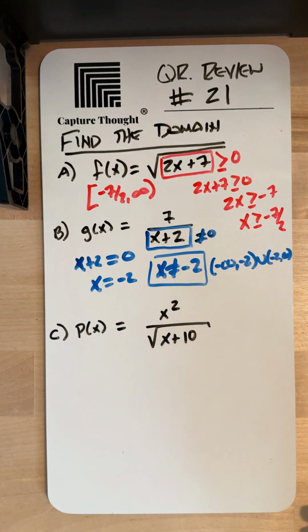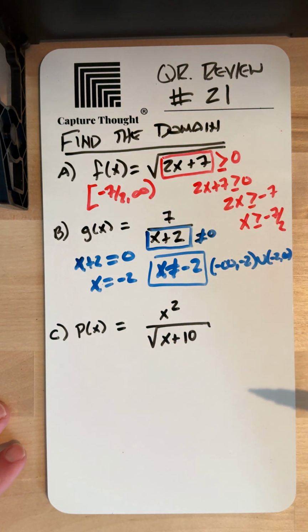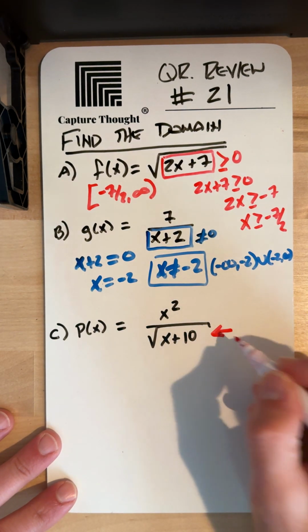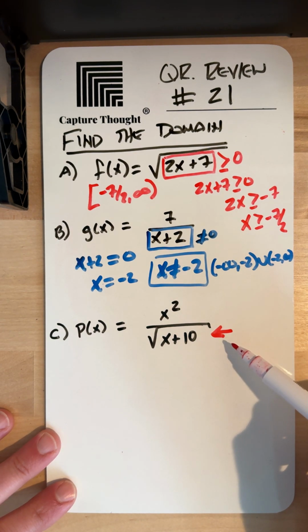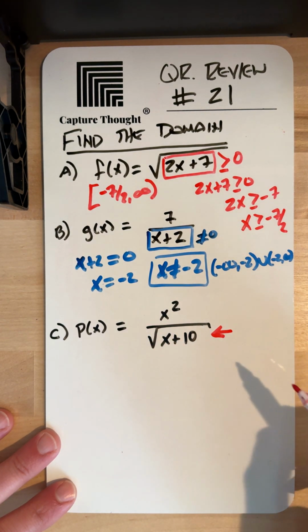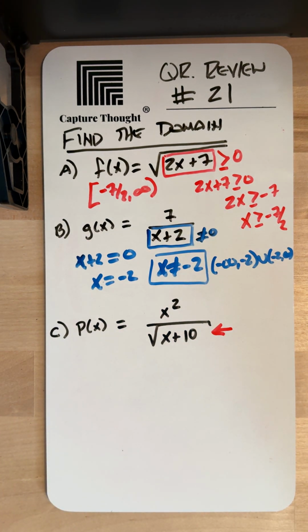Okay, the last and probably most interesting one on this problem set is the third one. What do you do when you have both a rational function and a square root? So notice that in the bottom here, this denominator is both first a denominator, so it can't be 0, and second, it's a square root, so it has to be greater than or equal to 0. So we have to consider two cases when thinking about it.